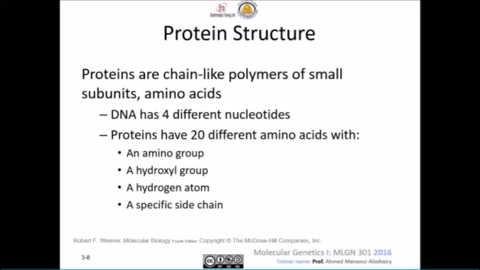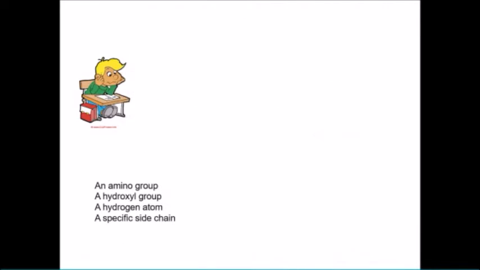There are 4 main features in the amino acids. All the amino acids have an amino group. All amino acids have a hydroxyl group. All amino acids have a hydrogen atom. All amino acids have a specific side chain. So these 4 characteristics could be found in all amino acids.